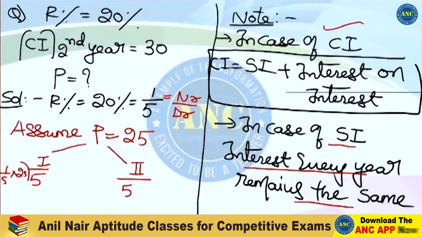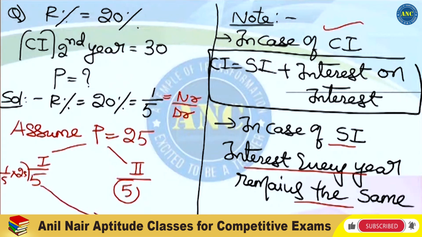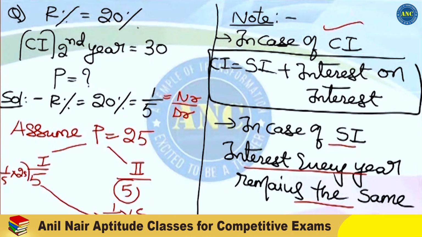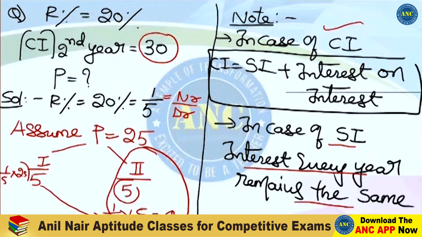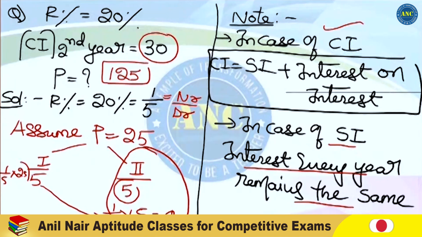In case of CI, it is SI plus interest on interest. This is only SI. CI is interest on interest. On this interest, there will be interest on interest. 1/5 of 5 is nothing but 1. So total CI for the second year is nothing but 6. But according to the question, it is 30. 6 is becoming 30, so multiply by 5. 25 into 5 is nothing but 125.